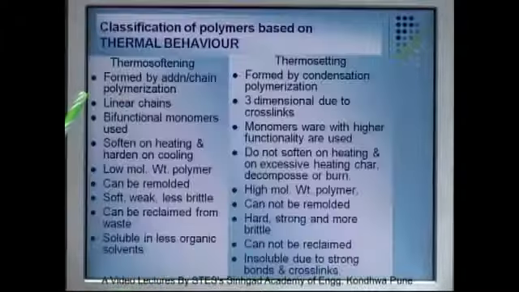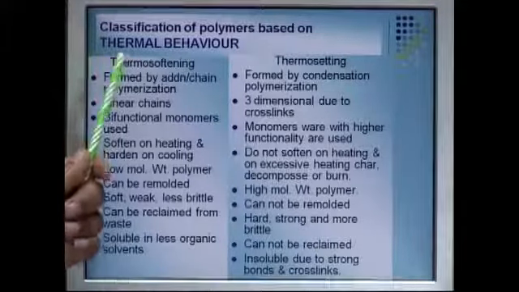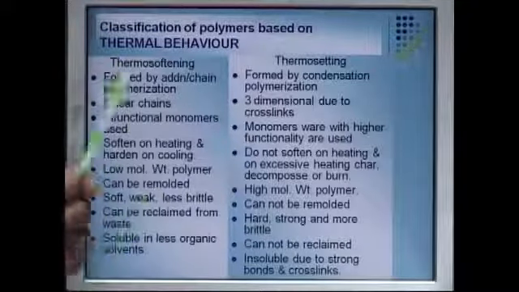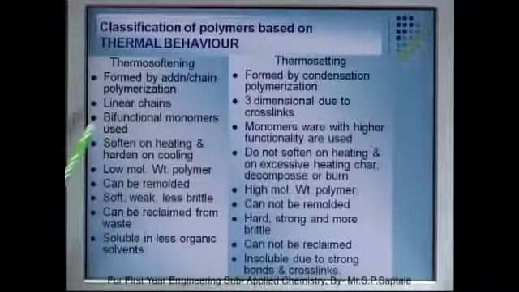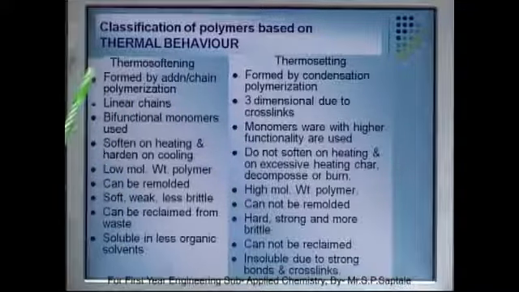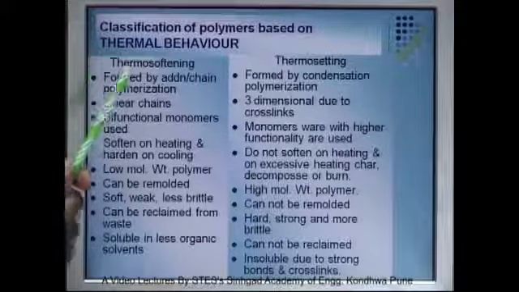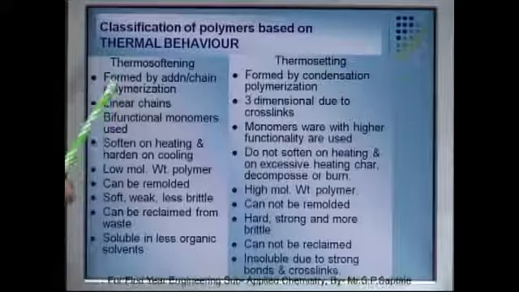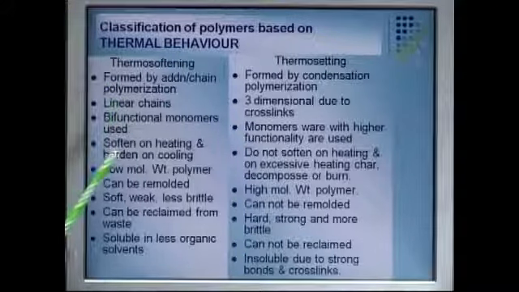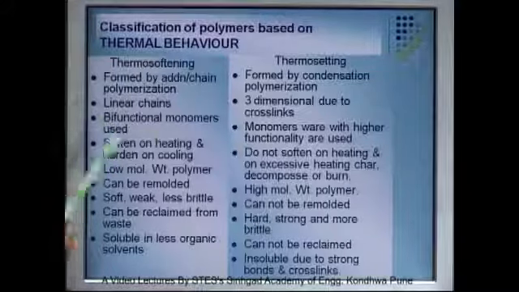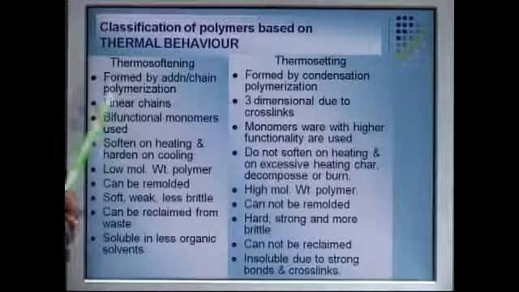Now the next classification is based on thermal behavior, that is, action against heat. This is classified into two categories: one is thermosoftening and the second is thermosetting. First, thermosoftening polymers are formed by addition polymerization, and these are linear polymers. That means the polymeric chains have no cross-links, only a few weak van der Waals forces which bind the polymeric chains of the thermosoftening polymer.